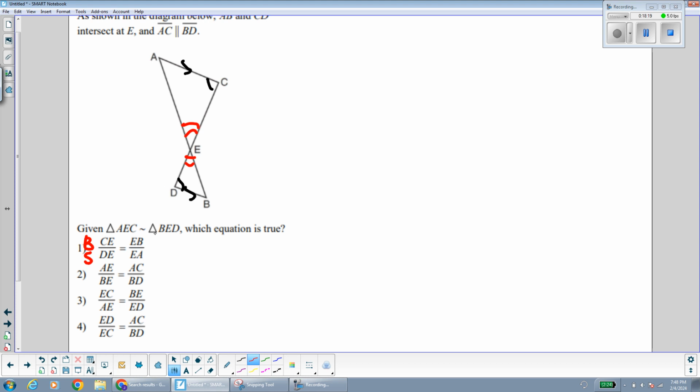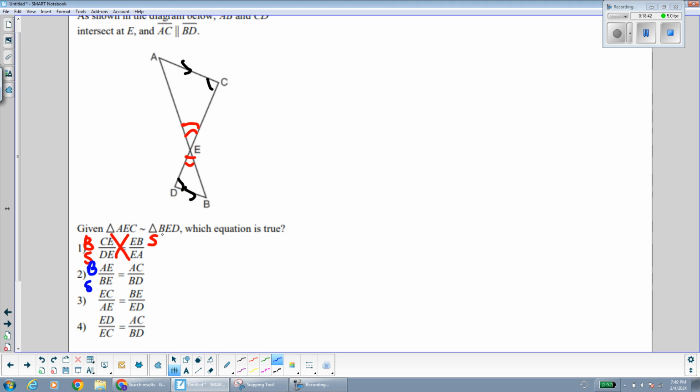EB is from the small triangle, so that does not work. It should be big over small equals big over small. If it's set up one way on the left, it's got to be set up the same way on the right to be consistent. Let's check out the next one. AE is from the big triangle, so once again, we're starting off with big triangle. And BE is from the small triangle. Let's make sure these correspond.